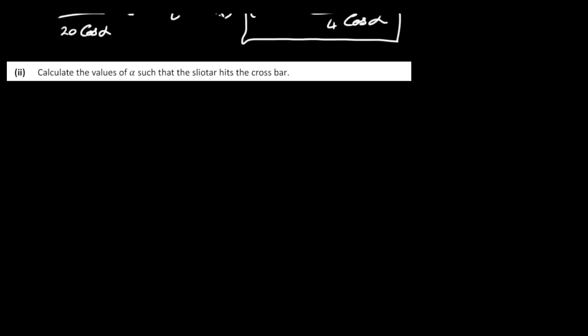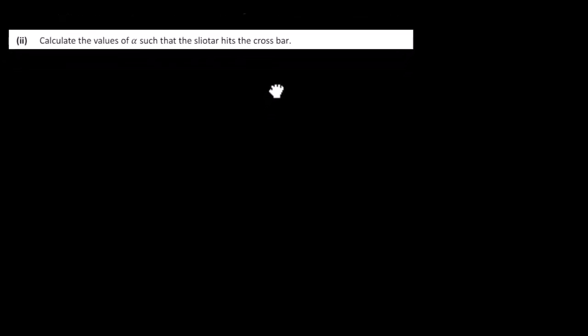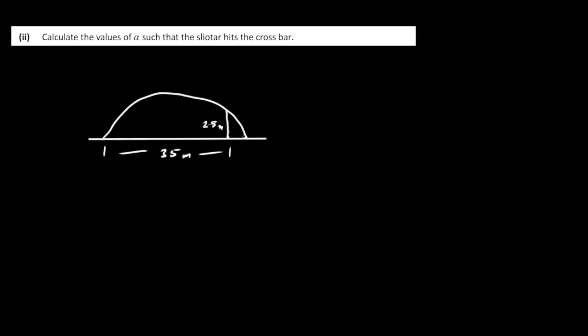Calculate the values of alpha such that the sliotar hits the crossbar. If we take the flight path looking something like this, and let's say the crossbar is here, this is 2.5 meters, this is 35 meters from here to here. So what we're going to do now is look at an equation for distance in the y direction, substitute in the time, and then from that work out the values for alpha.